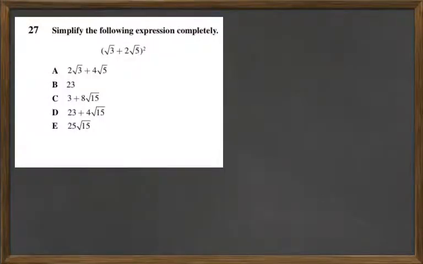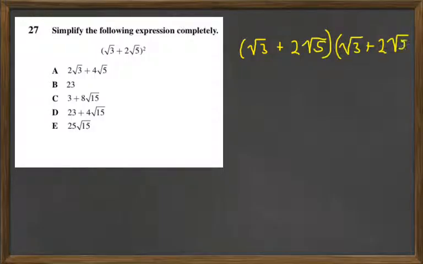Question 27, simplify the following expression completely. Understand that when you have an exponent outside those parentheses, everything inside of those parentheses is being squared. What does that end up looking like? It ends up being the whole expression times itself twice.